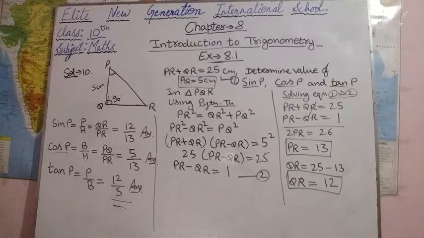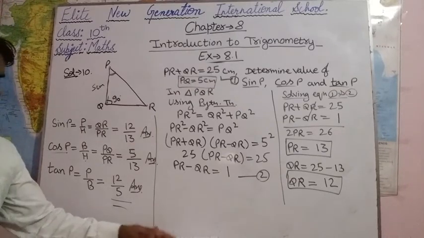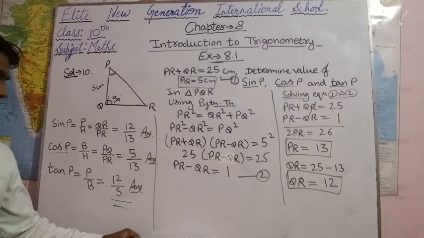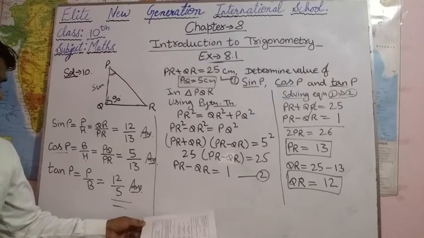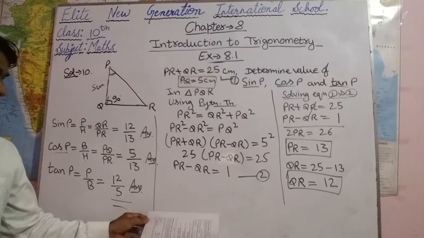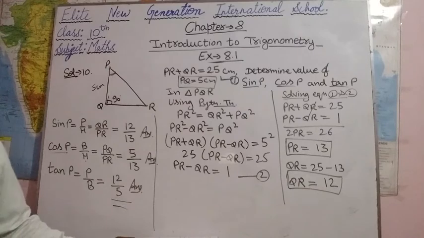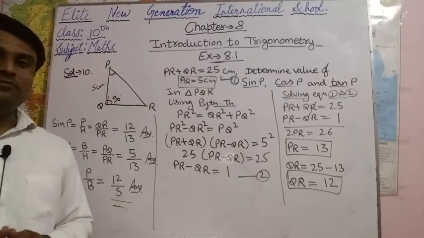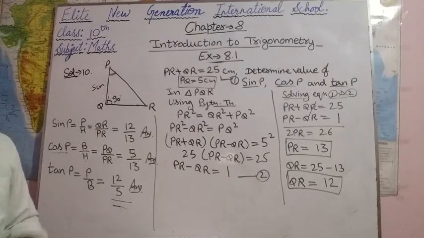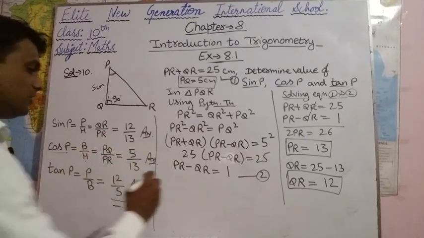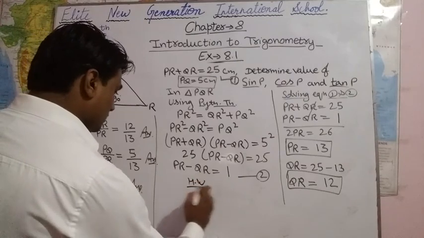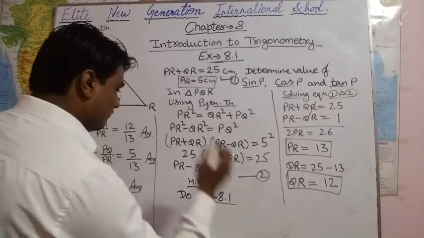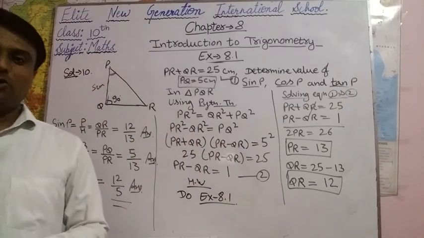Now after this you can try the remaining questions of this exercise, and in the next session we will start the next exercise along with other formulas, and we will also find trigonometric ratios from 0 degree to 90 degree. We will also discuss the trigonometric table and some acute angles of trigonometry. So your homework is to complete exercise 8.1 with all the solved examples of your book.